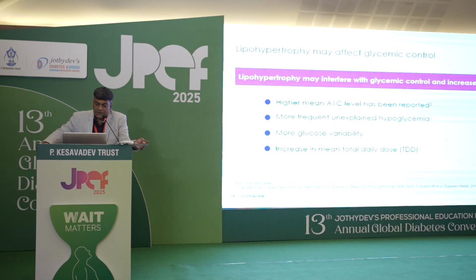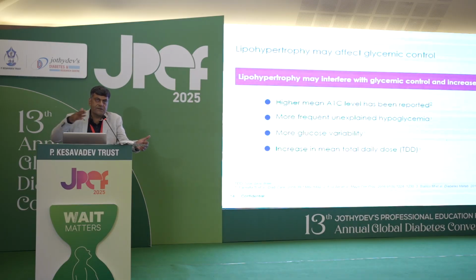Lipohypertrophy might definitely interfere with the glycemic control, and it can increase the insulin requirement, as we discussed earlier. You might see that the patients will be having higher A1Cs than expected, and they will have more frequent unexplained hypoglycemias. So A1C is 8.5 and patient is getting hypoglycemias. You either put the patient on CGM, or you will see that there are fluctuations.